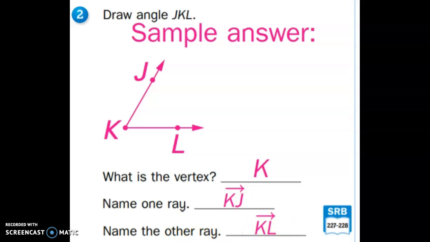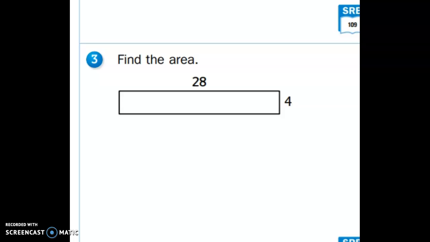Let's go to box number 3. Pause if you need to. Make corrections, by the way. For box 3, find the area of a rectangle that is 28 by 4. We don't even know if it's feet, inches, or anything like that. So we'll say units in this case.